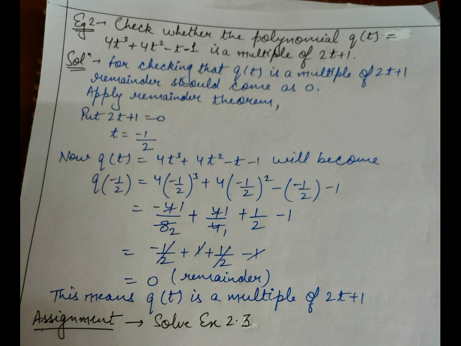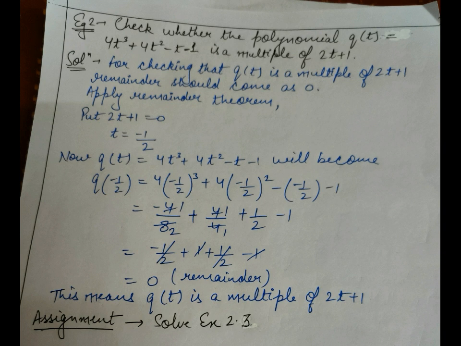Then put this value of t into this q(t), that is 4t cube plus 4t square minus t minus 1. And after putting the value of t here, you will get your required remainder. Okay, now you can see that after solving this, you are getting 0 as a remainder. This means q(t) is a multiple of 2t plus 1. So like this, you can use your remainder theorem.